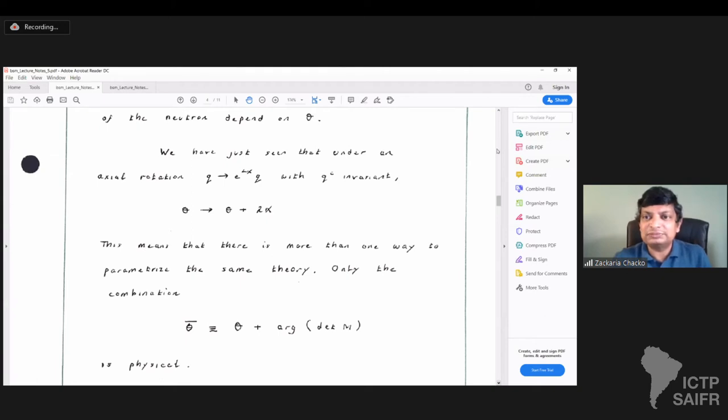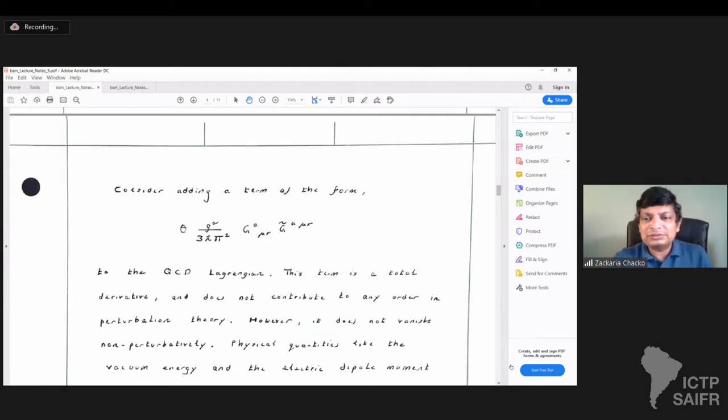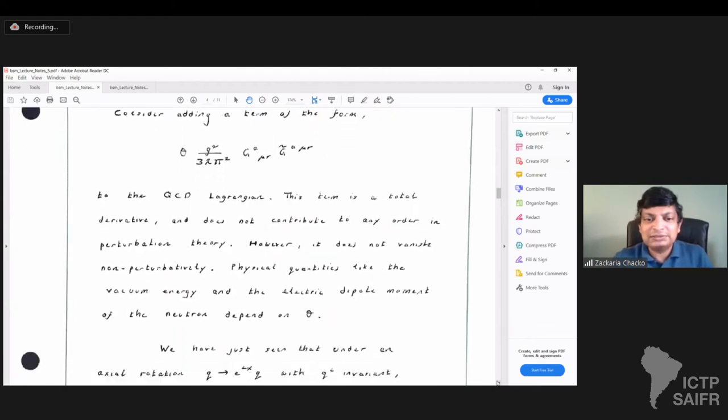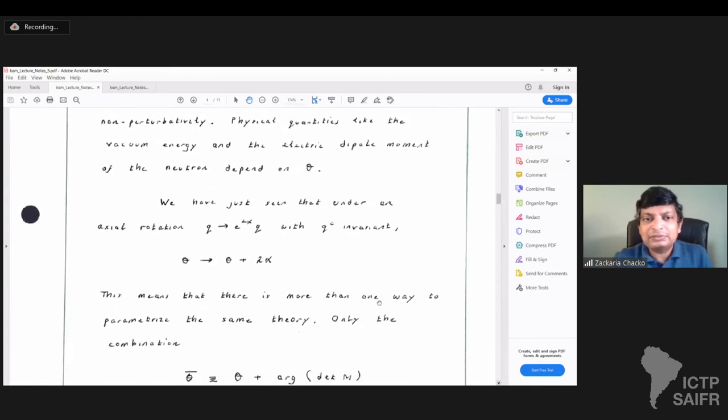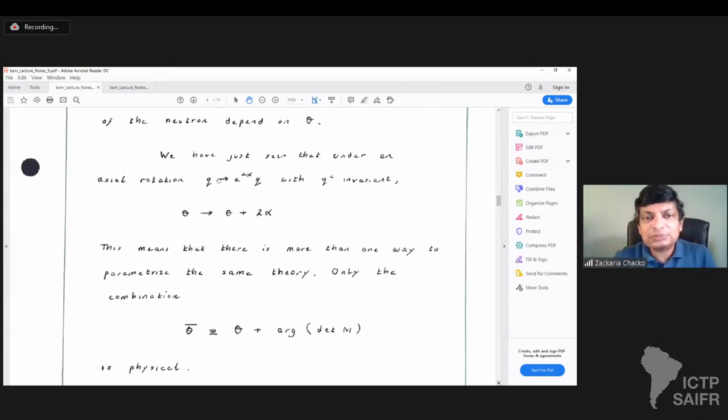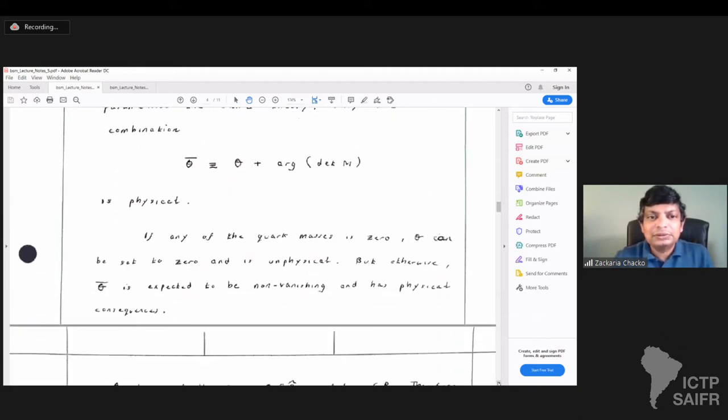Theta is this term. You can always change the value of theta by rephasing the quarks. So to have something which is actually physical, I need to tell you both the phase of the quark mass matrix and the value of theta. Specifically, what I need to tell you is this combination. This is the physical combination that doesn't change when you do this transformation. All right.